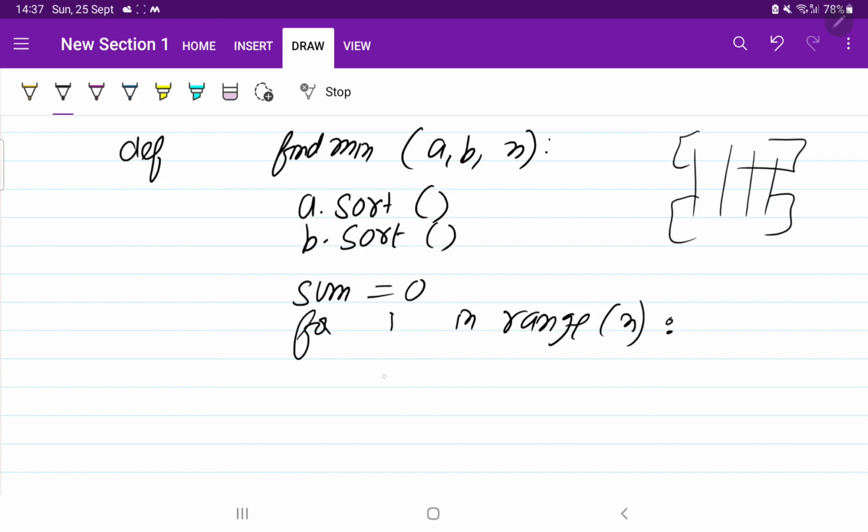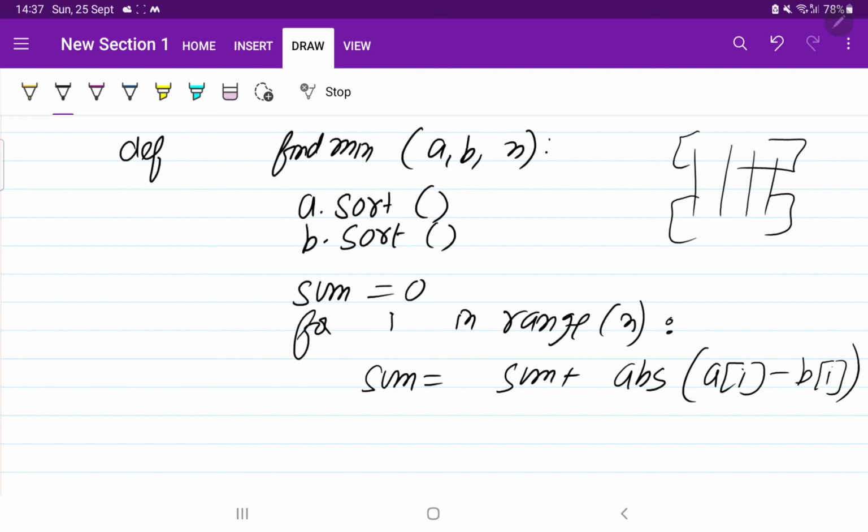Okay, so sum will be what? It will be sum plus the absolute difference of the first array's element at i and the second array's element at i. First the i value will be 1, so a1 minus b1, then the i value will be 2. Similarly we subtract and then add. Once this for loop completes, we are going to return the sum. So this was a very simple question.